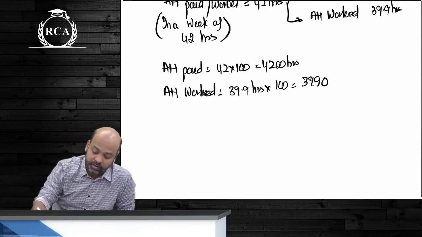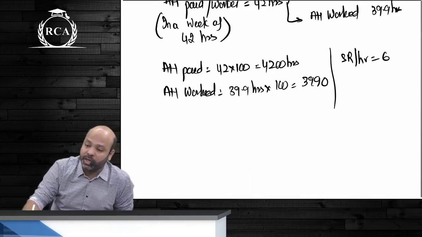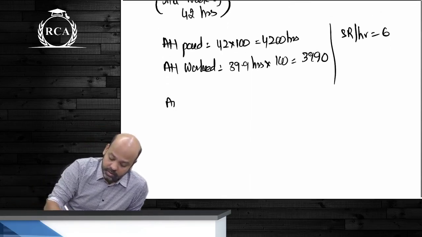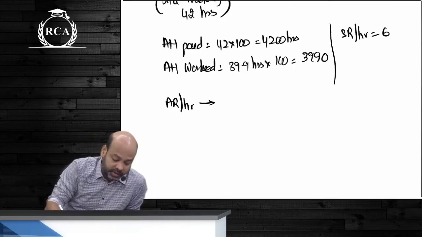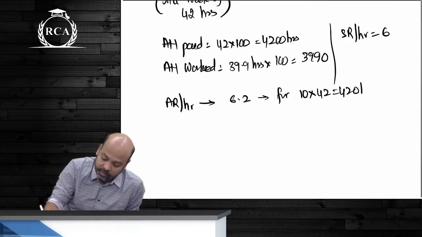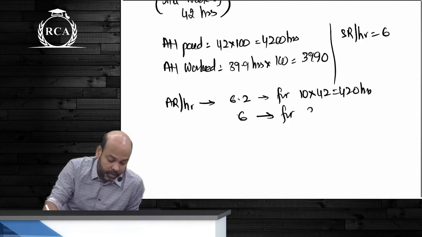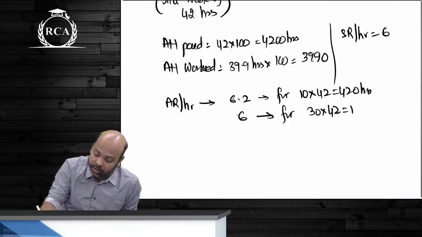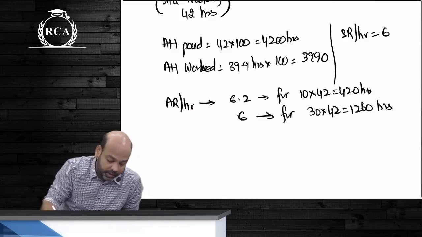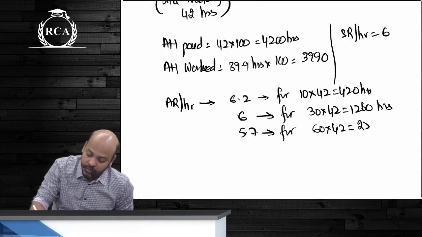Correct? What's the standard rate per hour? 6 rupees. The actual rate per hour is different. The question says it is 6.2 for 10 into 42, 420 hours. Right? It is 6 rupees for 30 into 42, 1260 hours. And it is 5.7 for 60 into 42, 2520 hours.